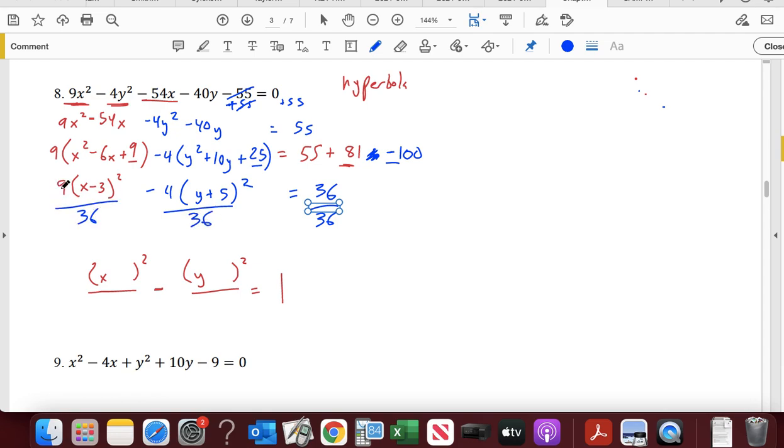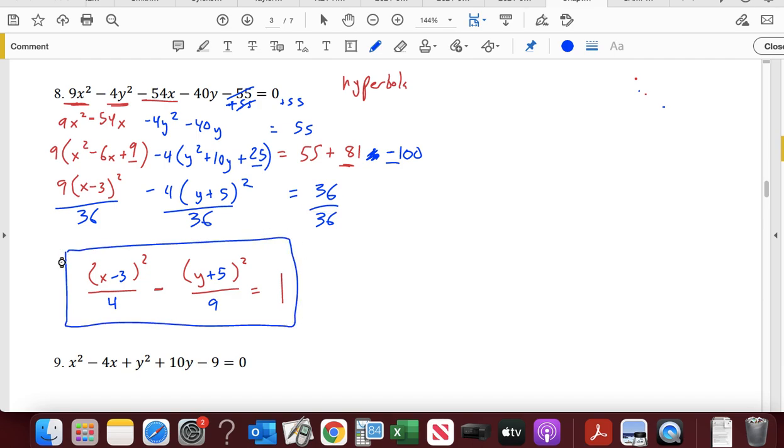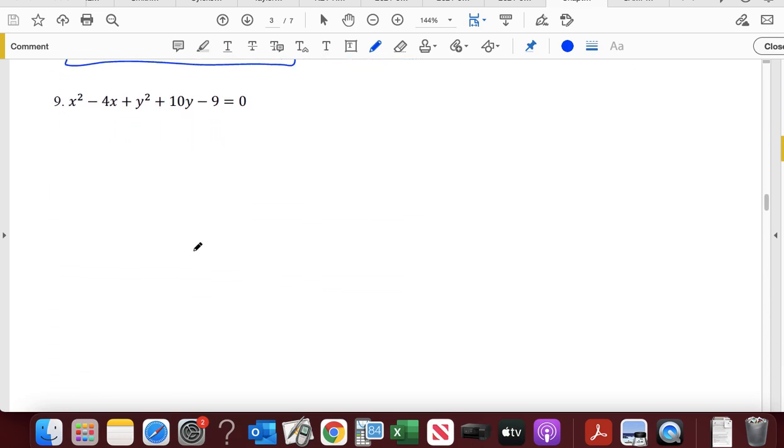Reduce our coefficients. So 9 over 36 is 1 over 4, and this is x minus 3 squared. And then 4 over 36 is 1 over 9, so the 9 stays down in the denominator there, and I've got y plus 5 squared. And that right there is my final answer for our equation of a hyperbola. All right.